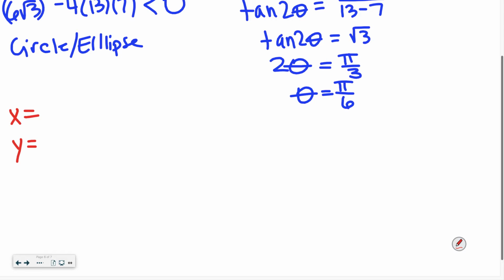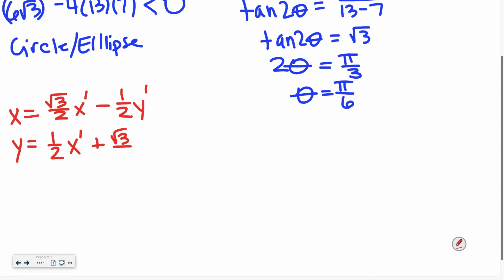Okay, so if x is x prime cosine theta minus y prime sine theta, then you should have radical 3 over 2 x prime minus 1/2 y prime. And if y is x prime sine of theta plus y prime cosine of theta, then y should be 1/2 x prime plus radical 3 over 2 y prime. Is that what you have written down on your paper? Do you have a question on how I got those numbers?